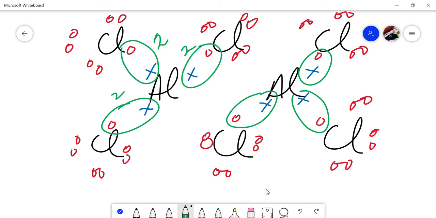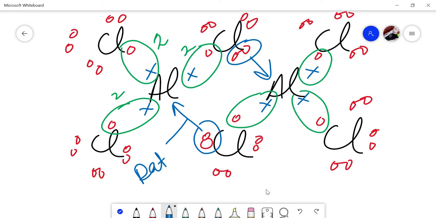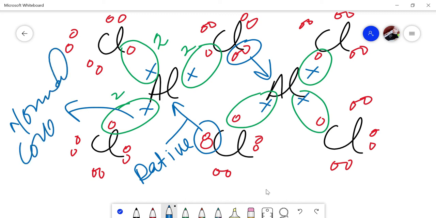So those 2 electrons will come from which side? These 2 electrons will be provided to this aluminium, and these 2 electrons will be provided to this aluminium. When I am drawing the arrow with the electrons, it's dative covalent. And this one is normal covalent. Are we clear with this? Yes, sir.